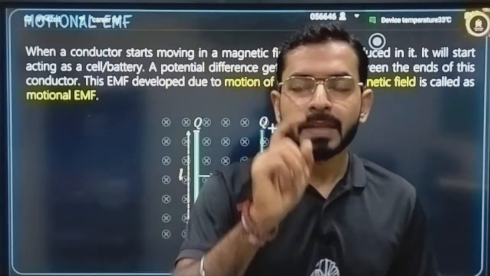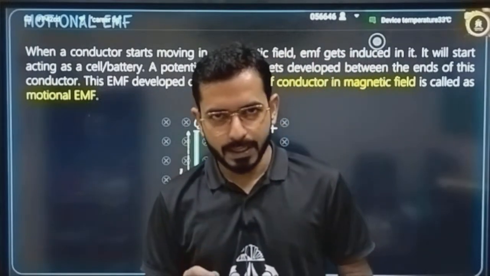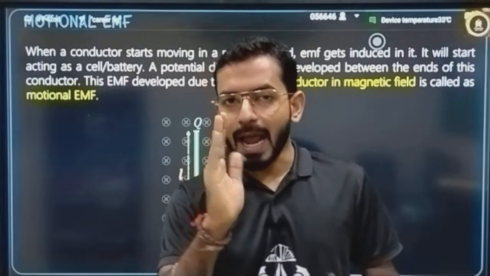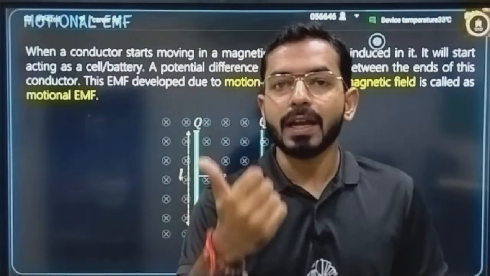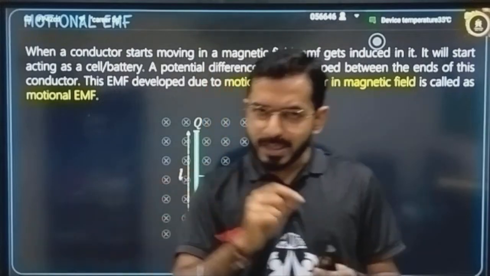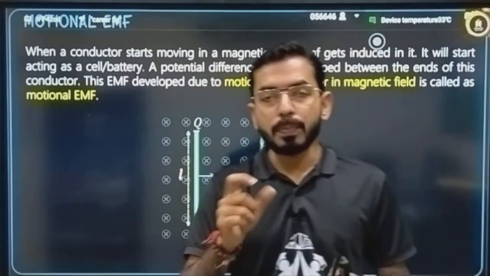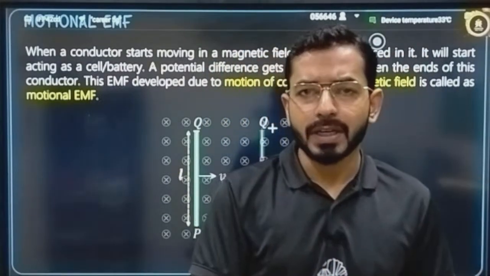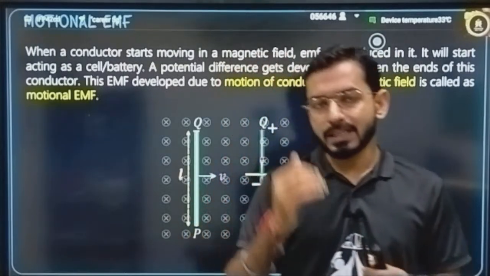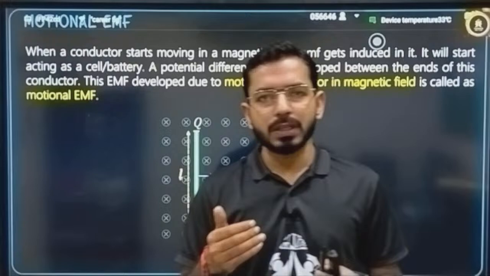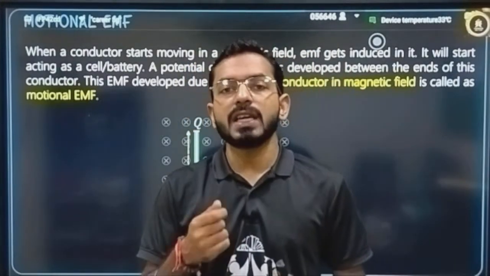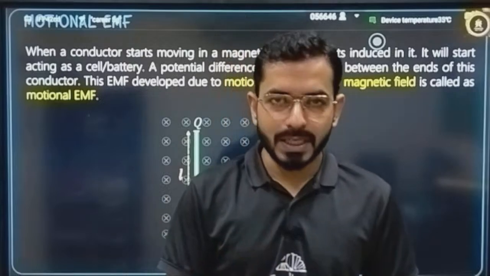Firstly, Faraday changed the magnetic field, correct? Secondly, he changed the area. And thirdly, he changed the angle between the area vector and the magnetic field, correct? In all these three cases, he observed that some current is flowing and some EMF is getting induced. And the second law of Faraday gave the formula, the quantitative analysis: EMF is equal to minus d phi by dt.